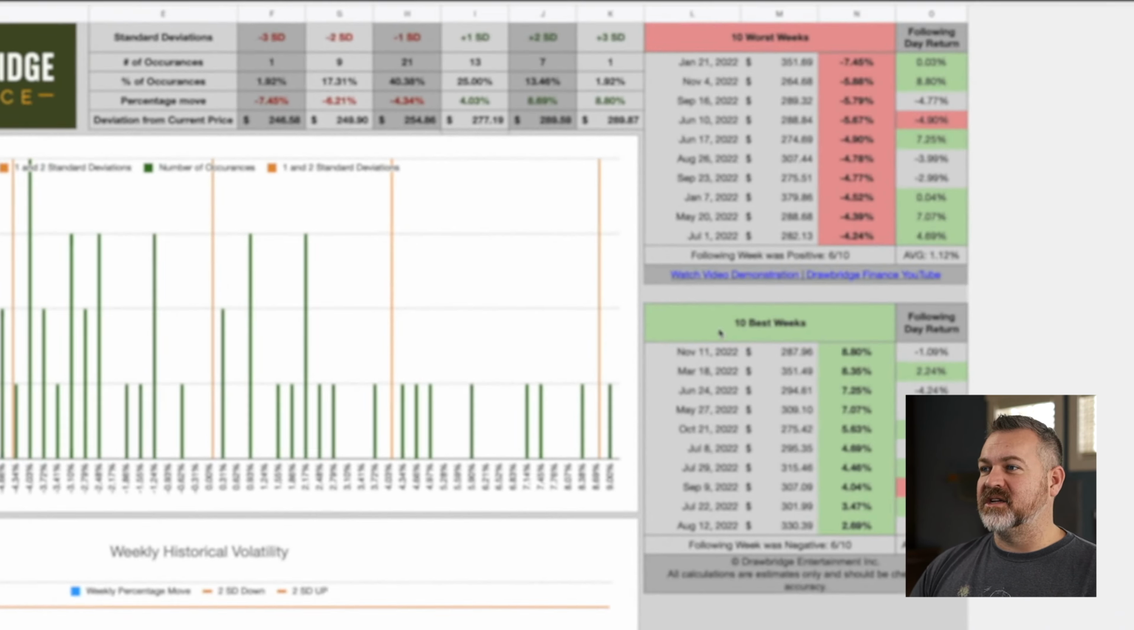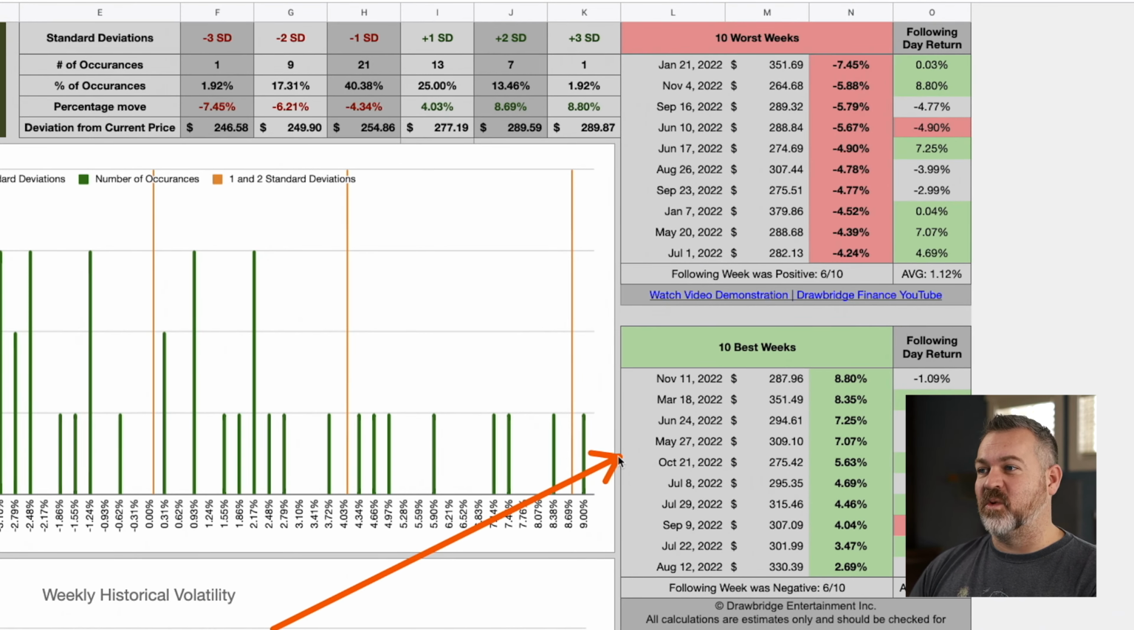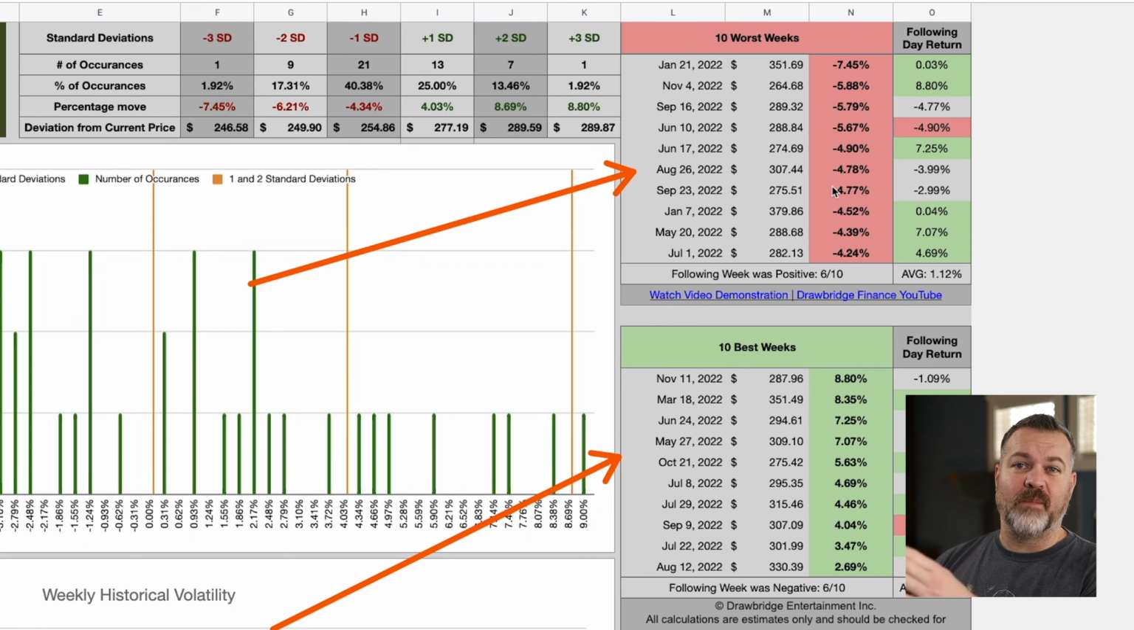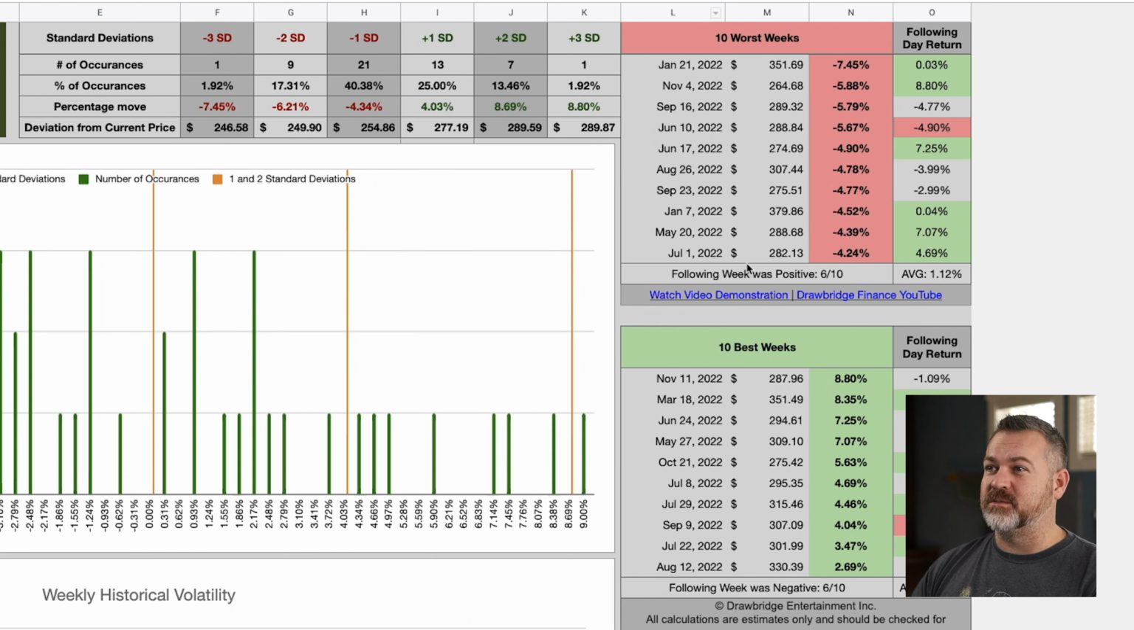It also tells us what the 10 best weeks of the year and the 10 worst weeks of the year were. This is actually an upgrade, and this is actually not part of my weekly and daily backtesting software. This is something new for this spreadsheet specifically, which is pretty cool. It also shows you the number of occurrences numerically and what the percentage move was for a single standard deviation, two standard deviations. It's a pretty complex sheet already.